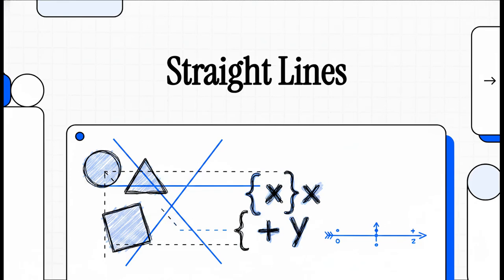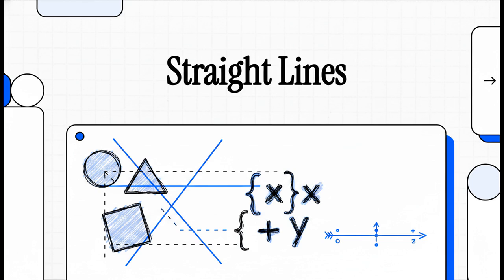Welcome to this explainer. Usually when we think of geometry, we immediately picture this highly visual world, right? We think of shapes, angles, and physical space. But what if you could write down the exact DNA of those shapes using just numbers and letters? Well, today we're going to do exactly that.